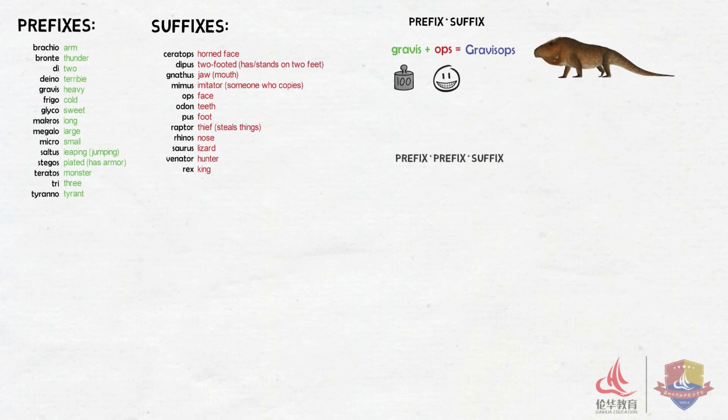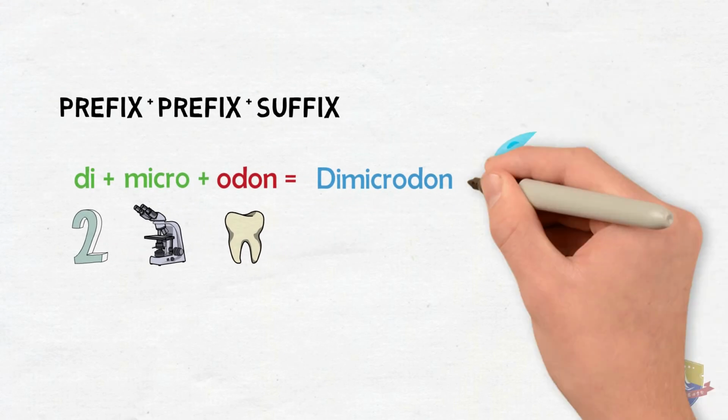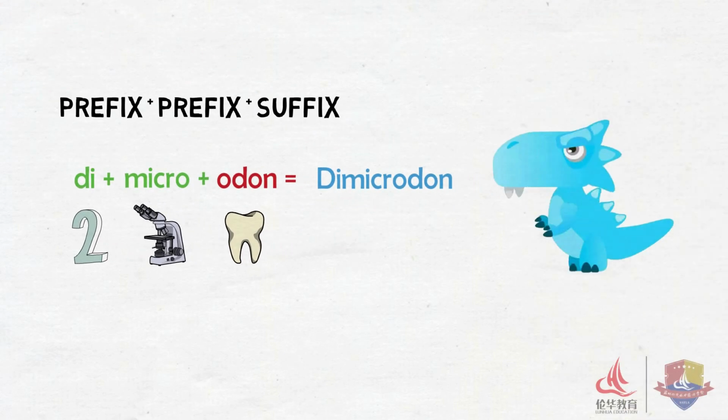How about another one? Let's try 2 prefixes this time. I'll do di, which means 2, micro, which is small, and odon, or teeth. If we combine them, we get dimicrodon, which means 2 small teeth. I think that this would be an interesting dinosaur. It would be a little difficult for it to eat things, though.